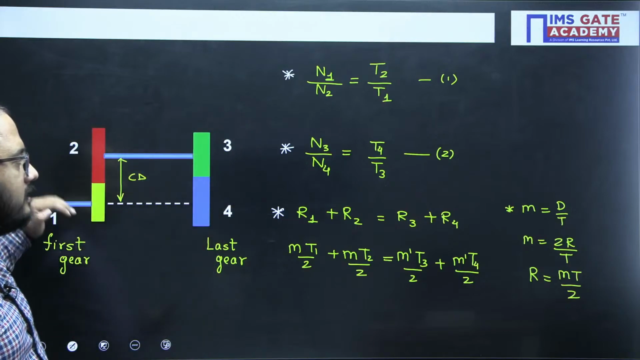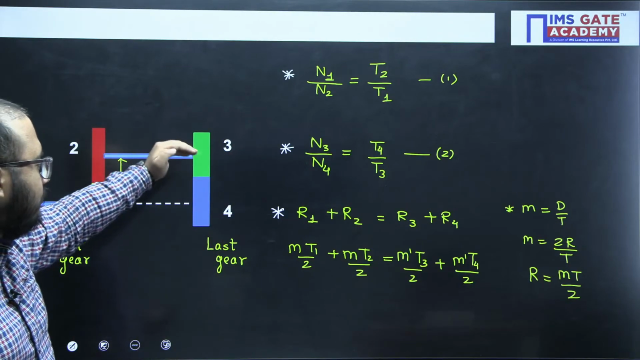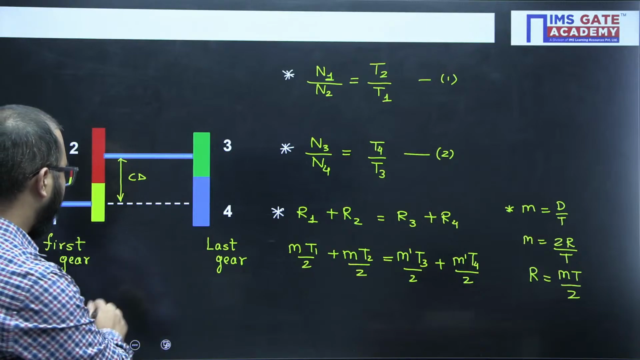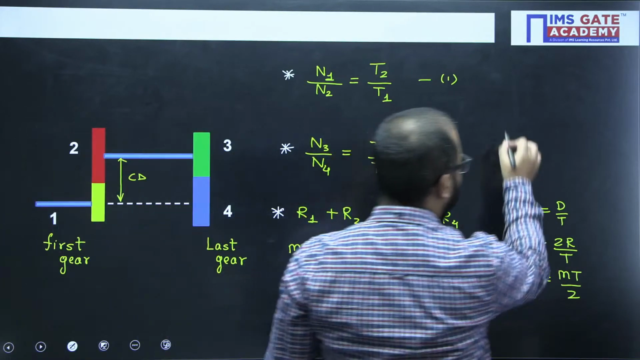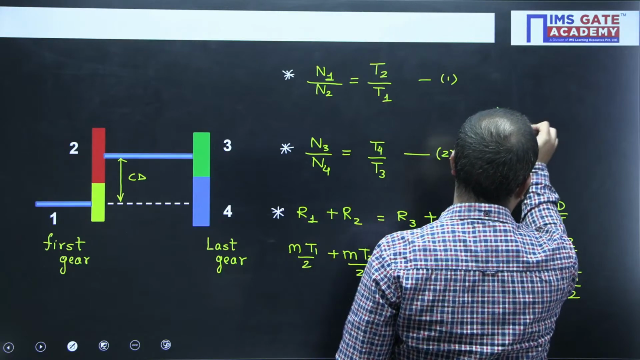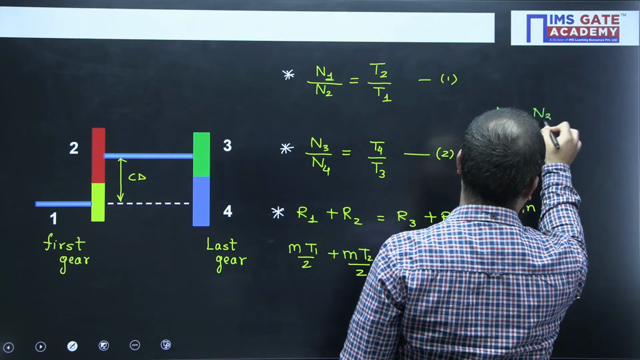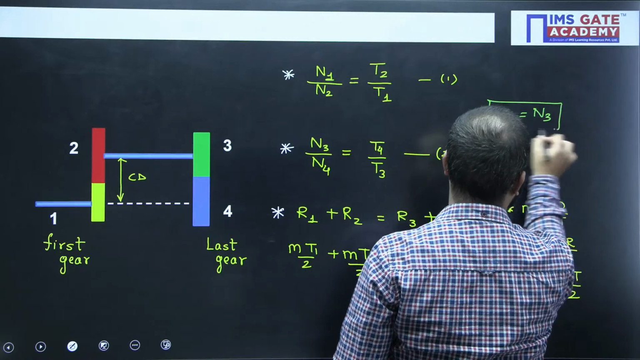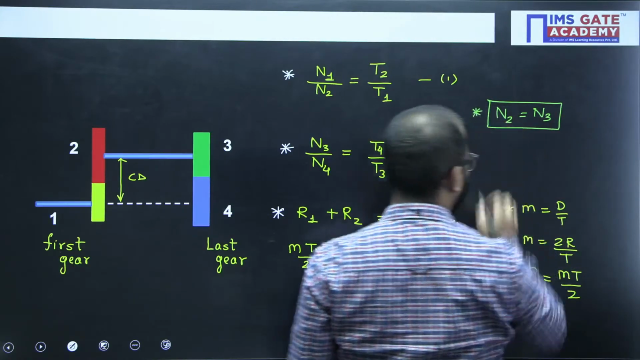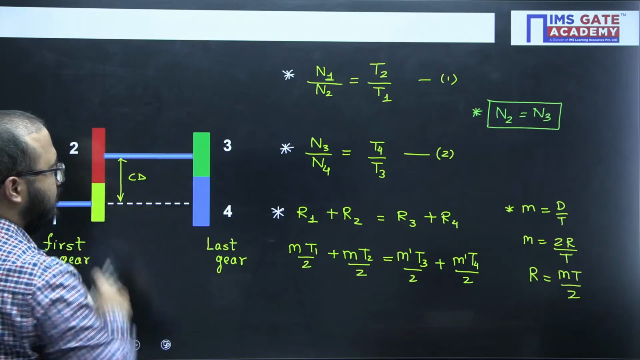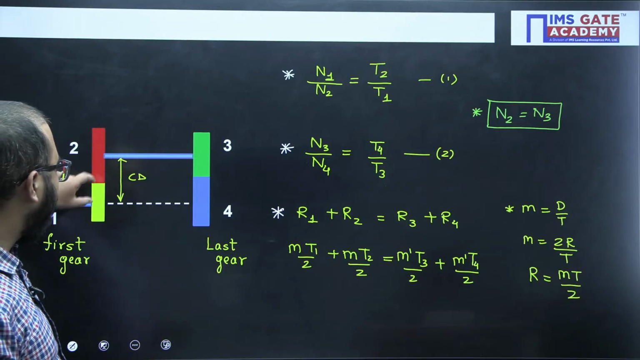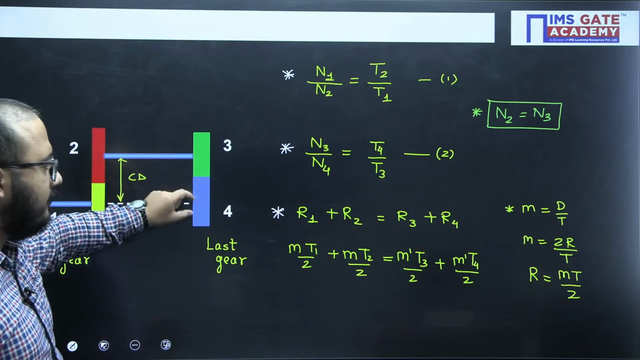So the velocity ratio between gear 1 and 2, another ratio between 3 and 4. And the most important point here that you need to write is that the speed of 2 and 3 is the same. That is, N2 equals N3. This is also a very important relation, because they are compound gears. Both gear 2 and 3 are on the same shaft. That is why. And then R1 plus R2 equals R3 plus R4.